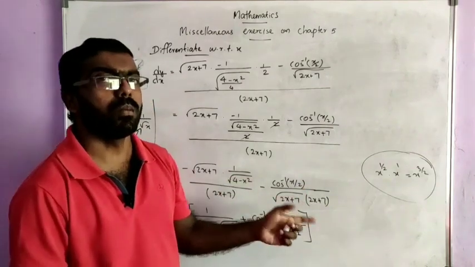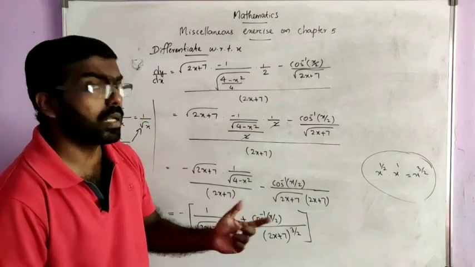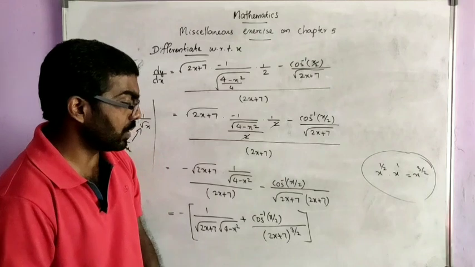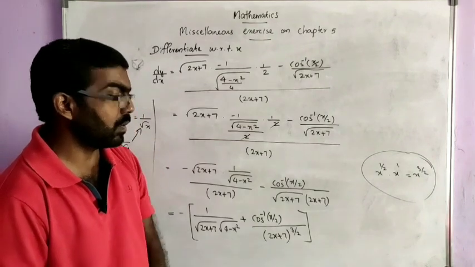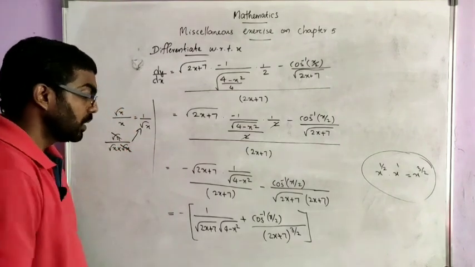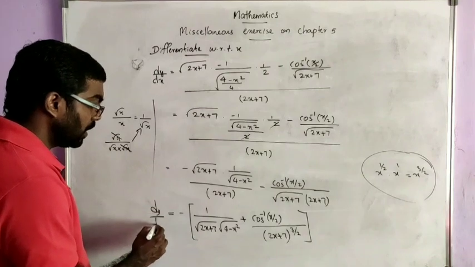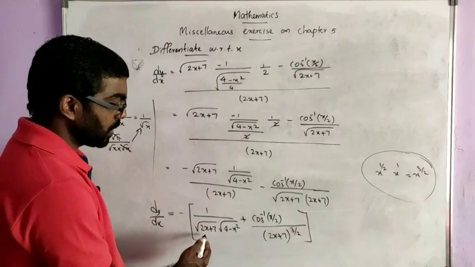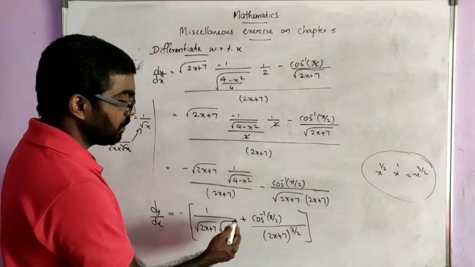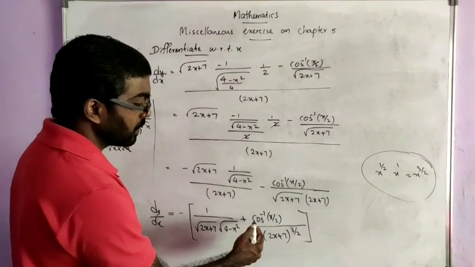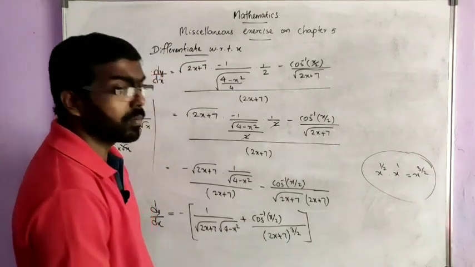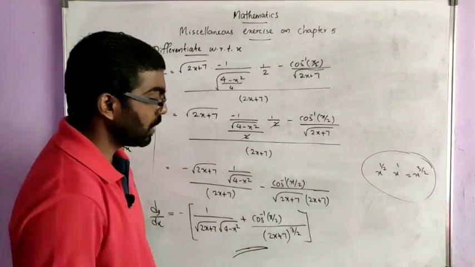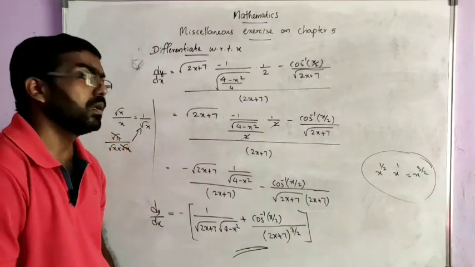That is a raised to m into a raised to n, that will be equal to a raised to m plus n. That is 1 by 2 plus 1, which is equal to what? 3 by 2. So 2x plus 7 the whole raised to 3 by 2. That means dy by dx is equal to minus of 1 by root of 2x plus 7 into root of 4 minus x square, then plus cos inverse x by 2 divided by 2x plus 7 the whole raised to 3 by 2, and that will be the final answer. Understood?